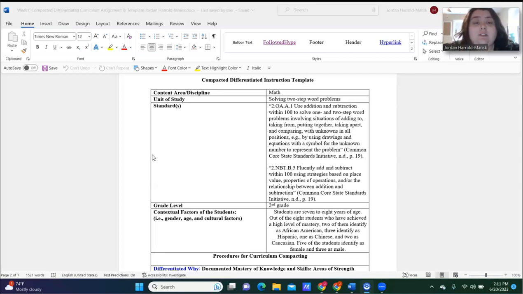Important contextual factors to consider are that for the 8 students who will be considered a high level of mastery, 5 are female and 3 are male. There is lots of diversity in the group, with students identifying as African American, Hispanic, Chinese, and Caucasian. Being in second grade means that these students are 7 to 8 years of age.